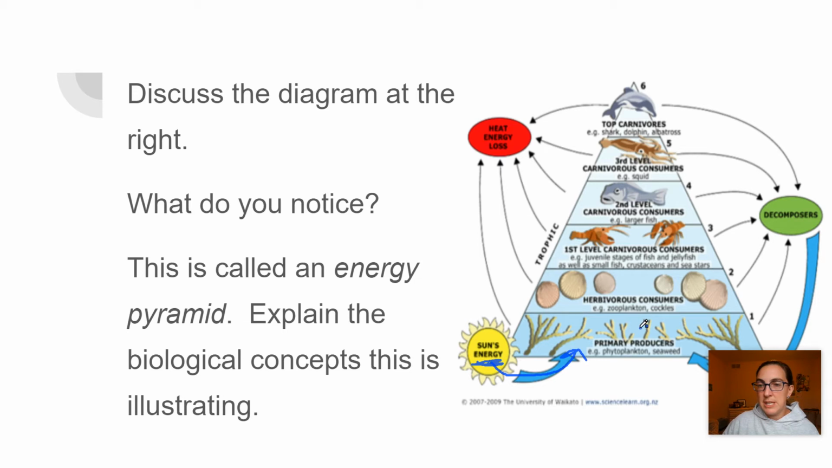The energy from the producers then flows upwards through this energy pyramid. The producers are eaten by the herbivores. This is our first level. These are also referred to as primary consumers. And then it continues to move up to the carnivores of various levels, up through this pyramid. You'll notice at each level that some of that energy is lost as heat. Over here on the side, it says heat energy loss, and that happens at every level.